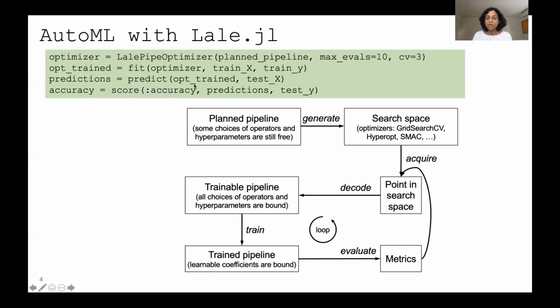The next step is the optimizer, and the optimizer needs a search space. So Lale here is given a planned pipeline, generating the search space automatically for the optimizer. Here in this case, it's Hyperopt. There is some budget given to the optimizer, and the fit call is really doing this loop, in this case, 10 times to find the best pipeline for train X and train Y. And once it is done, you can use that trained optimizer to predict on your test data and also score.